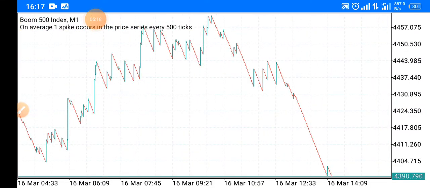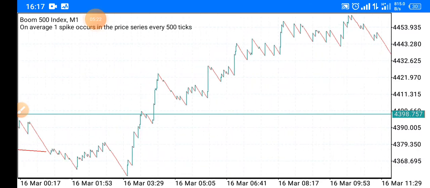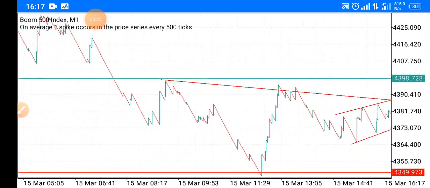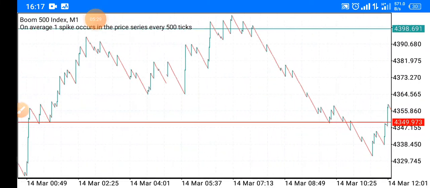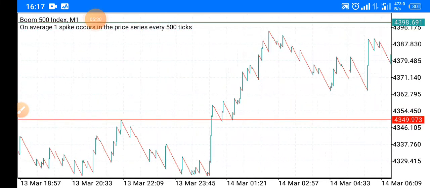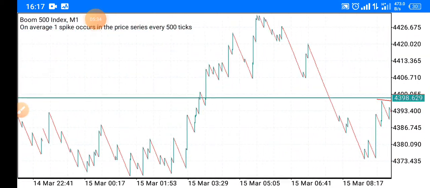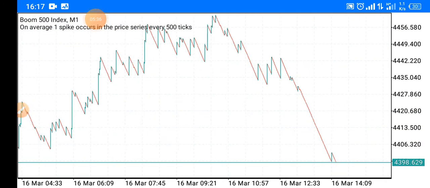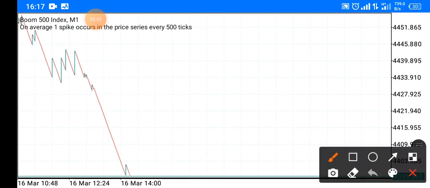So flags are one of my favorite patterns. That's what we're going to be using for most of our entries. A flag is a great confluence. Let me draw this one for you. Let's say we're in a downtrend, right? We're in a downtrend right there.